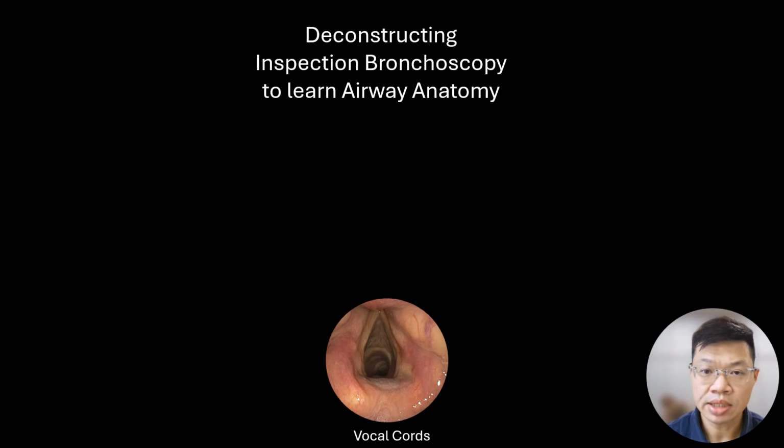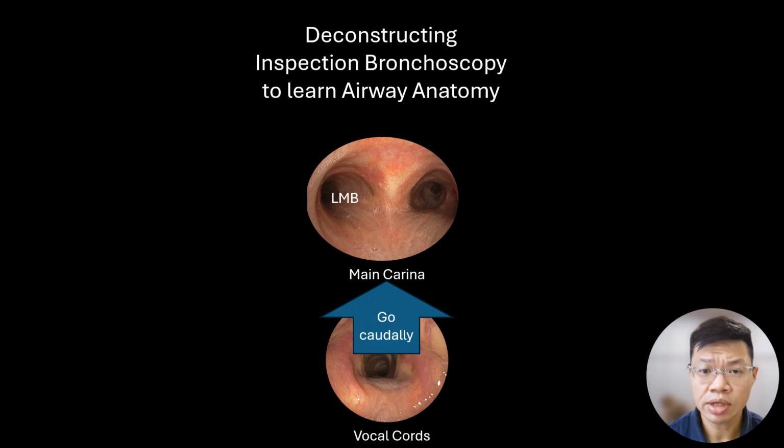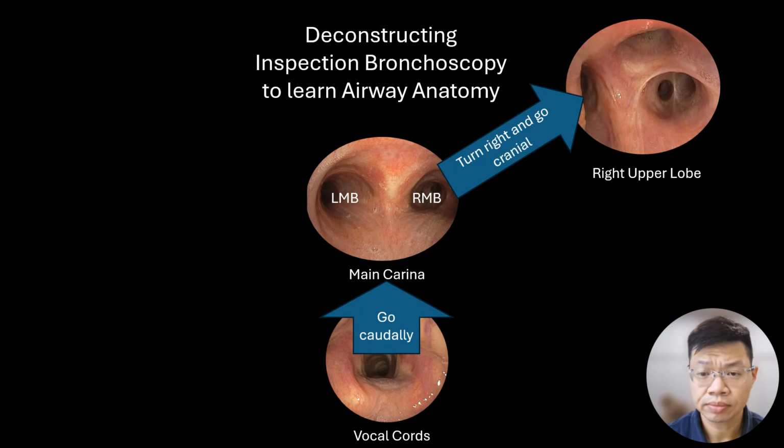Now we start by inserting the scope through the vocal cords, and we advance the scope caudally. As we go caudally, we end up at the main carina, and we see the left mainstem bronchus as well as the right mainstem bronchus. From there, we then take the scope and turn it to the right, and we advance the scope cranially to view the right upper lobe, which has the branches of the apical, the posterior as well as the anterior segments.